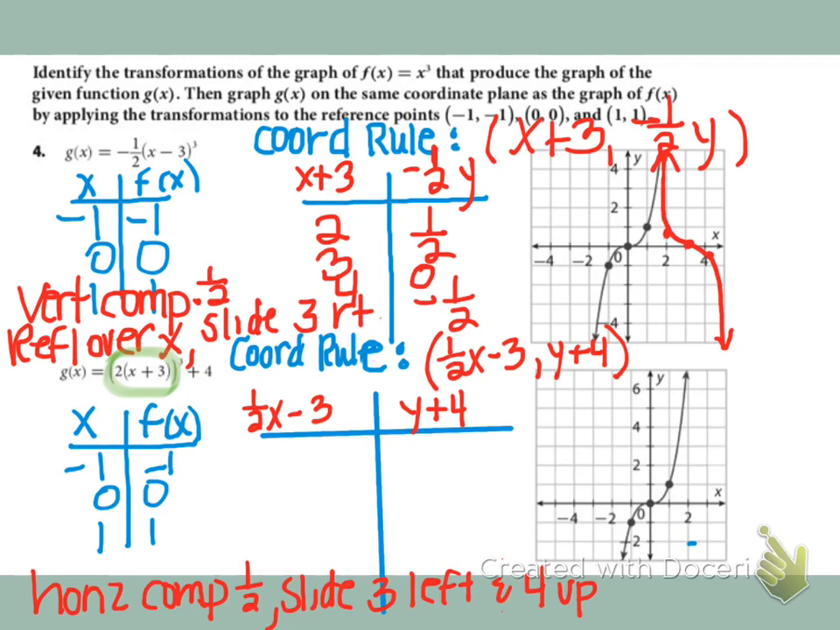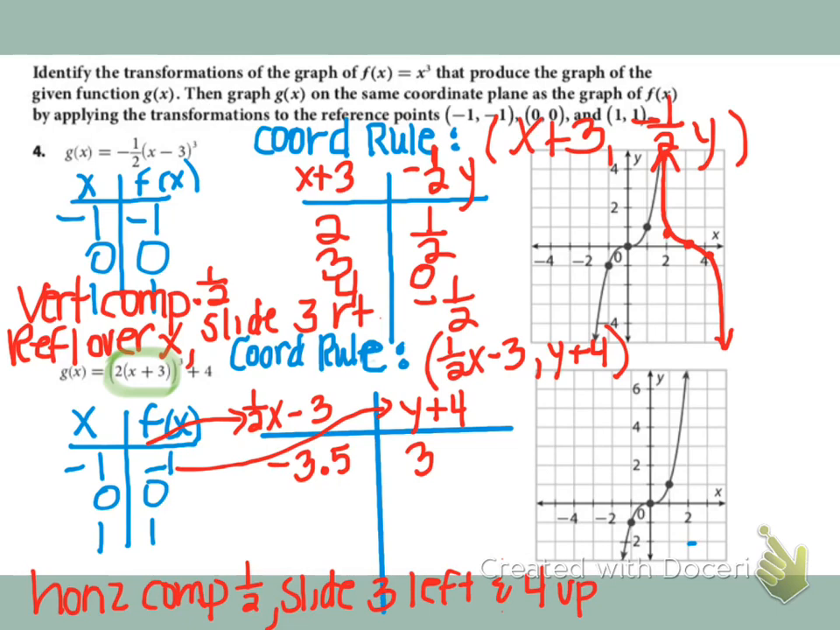So taking the -1, we're going to plug -1 in here and -1 in here, right? So -1 times a half is -1/2, minus 3 is -3.5. If we plug -1 in for the y, -1 plus 4 is 3. So our first point is going to be at -3.5 and 3.